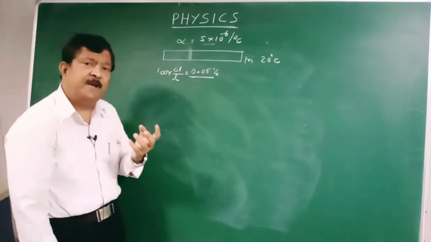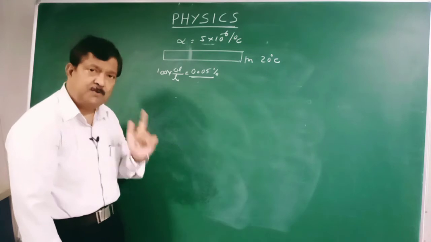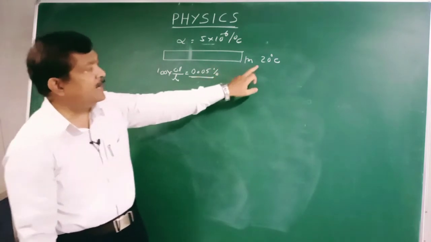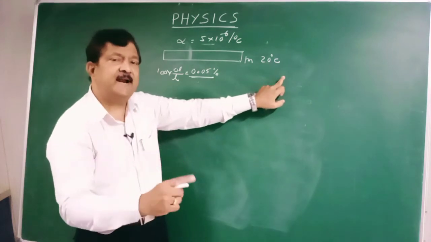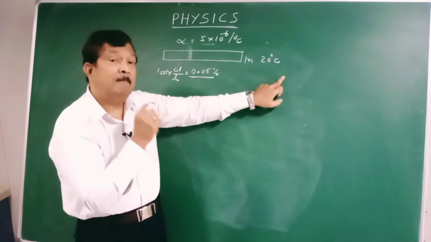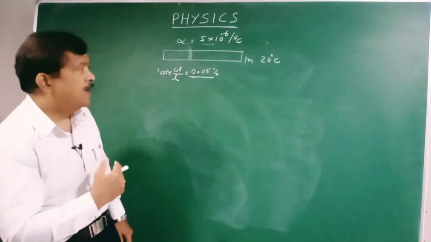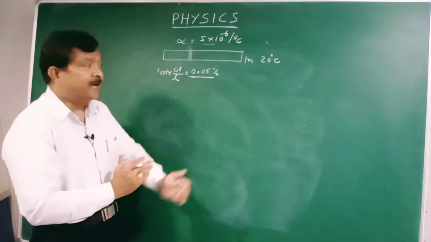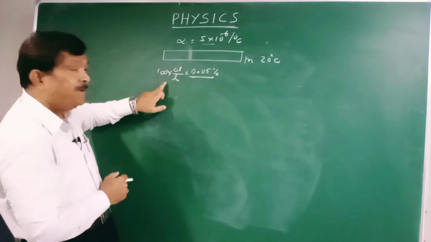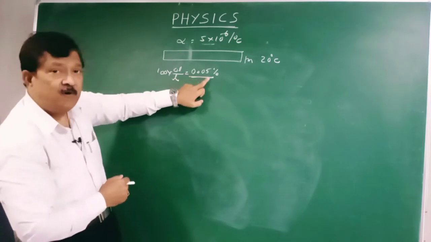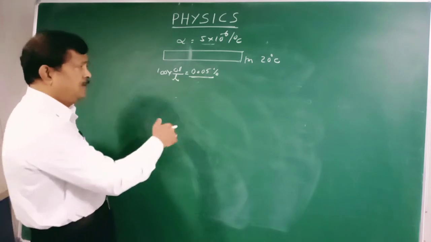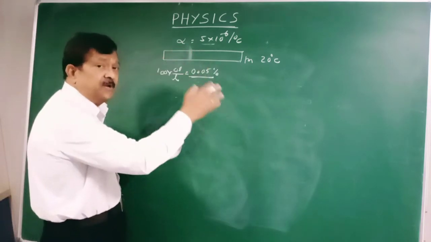Then what should be the highest temperature up to which I can use this scale? The scale is prepared at a temperature of 20 only. That means at 20 degrees centigrade, it will show you the correct reading. But what I want is, up to what high temperature I can use this scale for a measurement, with the condition that the percentage error should not be more than 0.05%. That means what is the final temperature up to which you can use it?